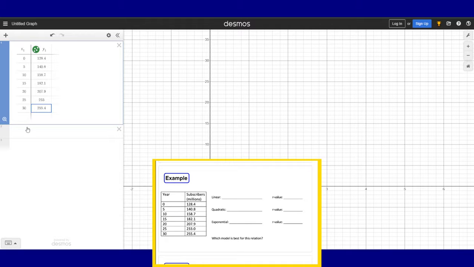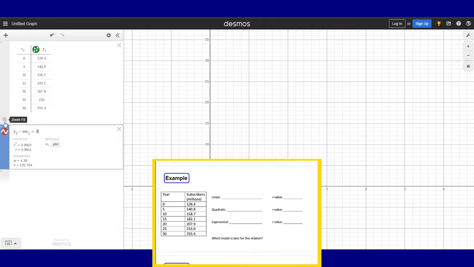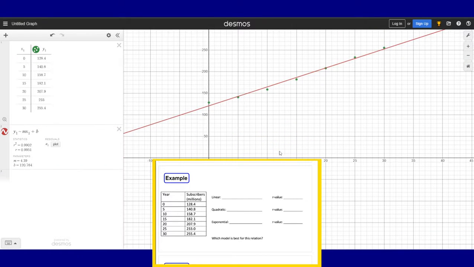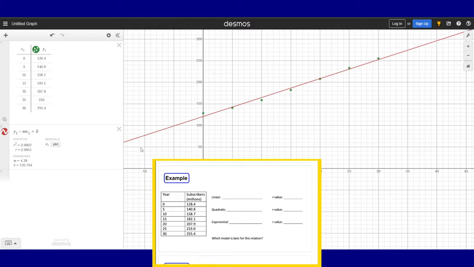Now that we have our data entered into our table, we are going to enter in the different equations for the different models. We'll start off with our linear one, y1 ~ mx1 + b. We don't see anything, but that's okay. We have to click on the little plus to go to our data. So we can see our data and our line of best fit. It does look like it fits. We can have our R value, our m, and our b value, so we can fill that into our notes.